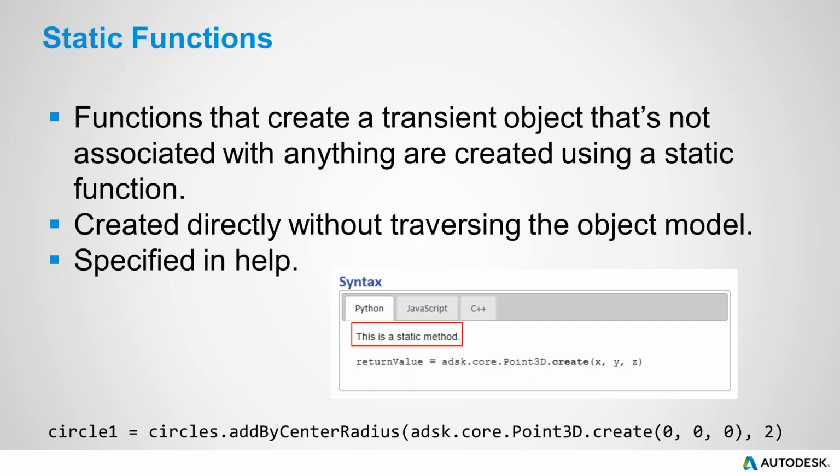So here's an example of where it's actually used. I have the circles collection. I'm calling a method on that collection to create a circle by center and radius. So this is a sketch circles collection. And to specify that center, I can input a coordinate. But if we look at the help for this, that first coordinate is expected to be either an existing sketch point or a Point3D object.